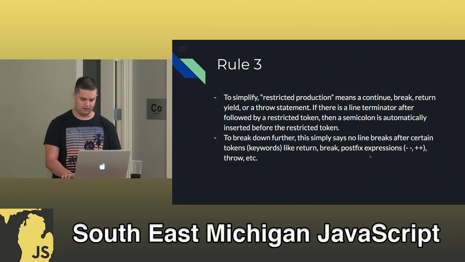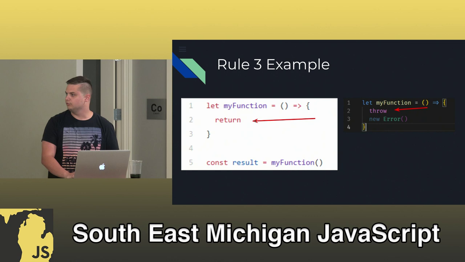In this first example on line two, we will get a semicolon inserted because there's a return here. So if you were trying to return an object down here, or just return one down on line three, that wouldn't actually get returned. The function would return undefined because a semicolon is immediately going to be inserted on line two because of the new line terminator.